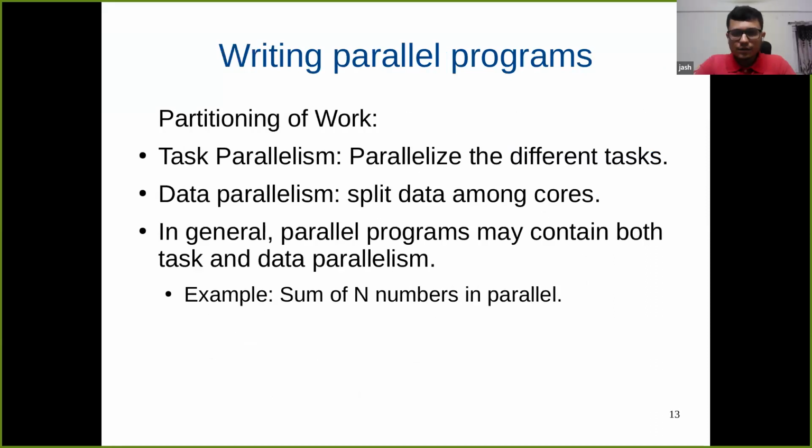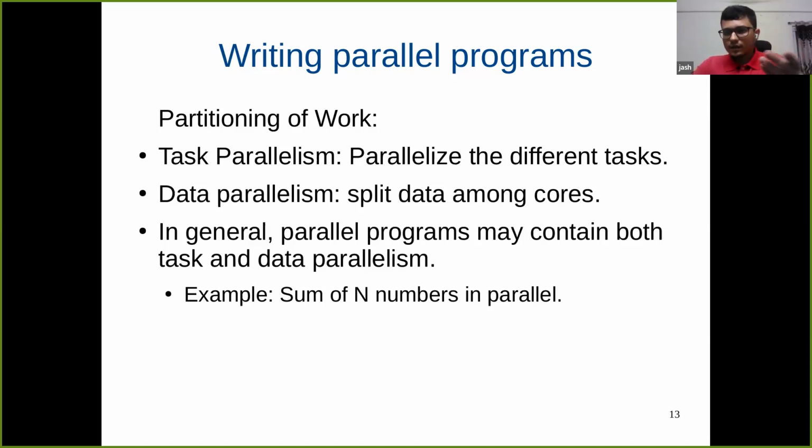Okay, let us move to the next slide. Yeah, so now let us look into writing parallel programs. We'll look at a high level overview of it. We'll not start writing the program from today. But let us say that you want to write a parallel program.